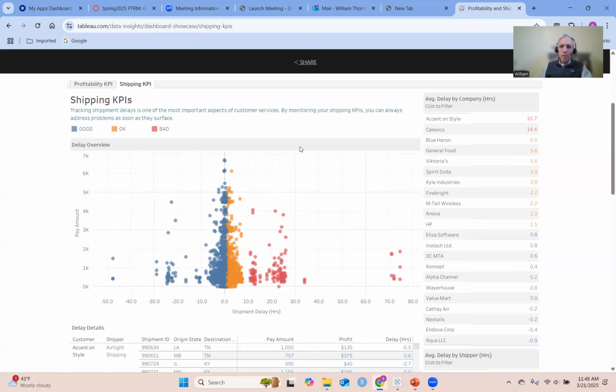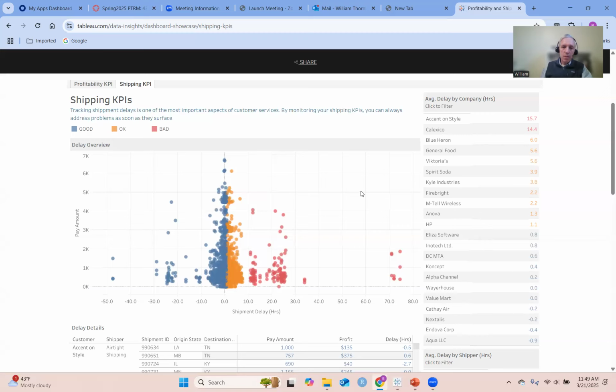this particular one is about KPIs, and it's shipping KPIs. What I've got is the shipment delay in hours, and up here I have the pay amount, and blue is good, orange is okay, and red is bad. And this is delay by company. So this is probably a shipping organization that has a bunch of company clients. And each one of these company clients is represented up here.